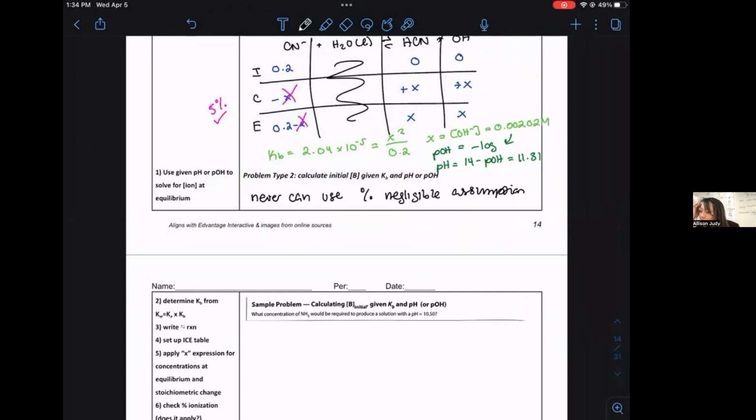Because here we have to calculate the initial. So we don't know if it's negligible or not. We don't know if it's 1,000 times greater. So we cannot do any of that shortcut stuff.